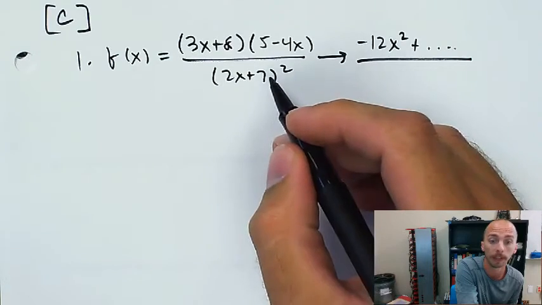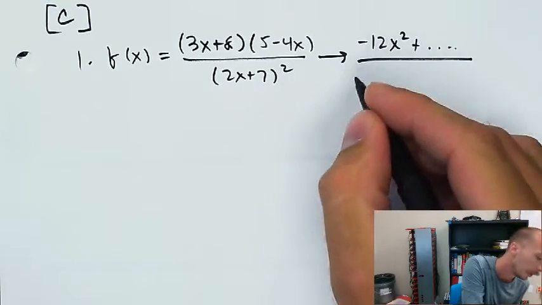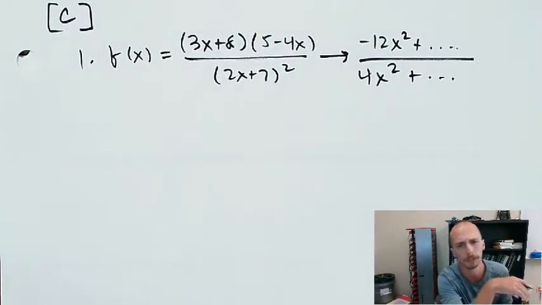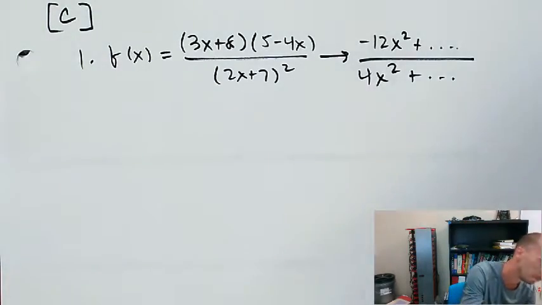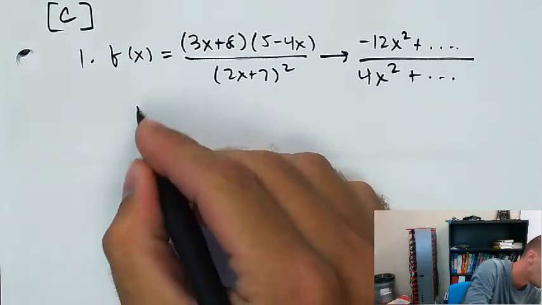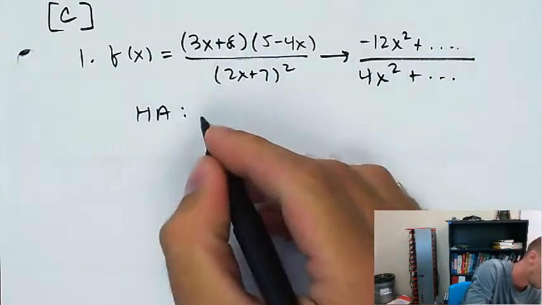And then when I square this thing, I know it's not going to be 4x plus 49, or 4x squared plus 49. It's going to be 4x squared plus some other stuff plus 49. It'll actually be, I think, plus 28x. But we don't need to worry about that because all we care about is the ratio of the leading coefficients. So the horizontal asymptote for this thing is going to be y is equal to negative 12 divided by 4.